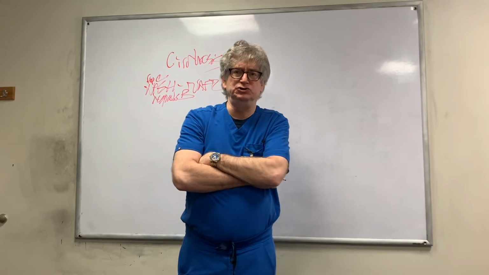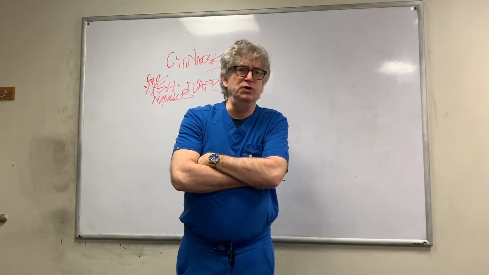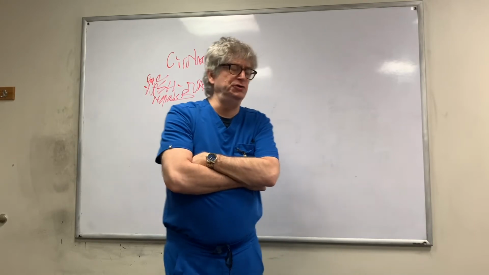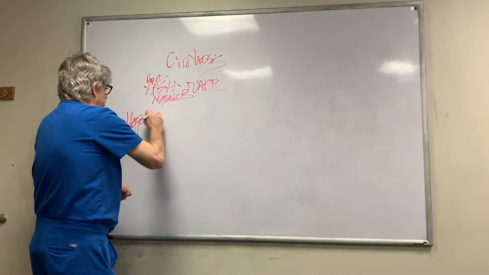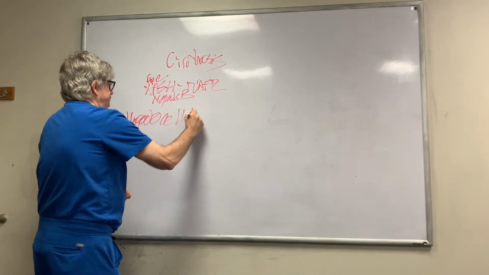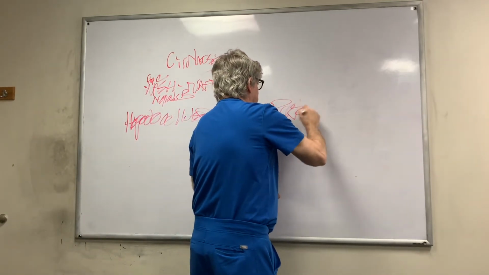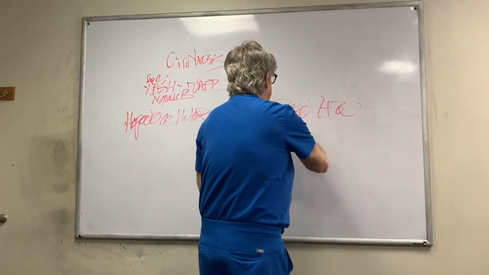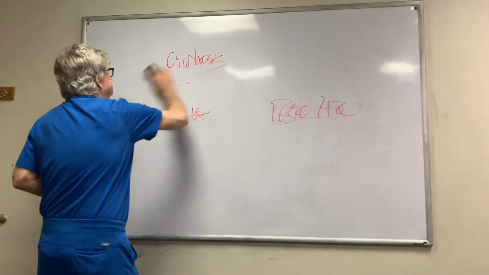So a patient has a known diagnosis of cirrhosis of the liver, and you could divide the problems into two categories: problems related to the liver and problems related to portal hypertension. So these are the two categories. Let's talk about the liver problems first.